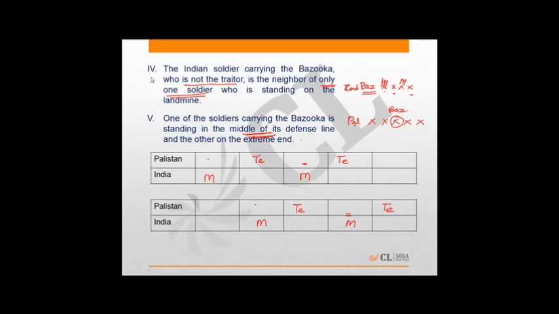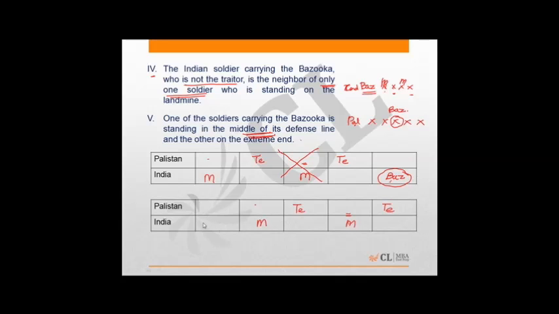Now, let's look at the fourth statement. The fourth statement says that the Indian soldier carrying the bazooka should be at the extreme end. So here the extreme end is taken, so extreme end is over here. But this person should be next to an Indian soldier standing on the landmine, but he is not. So this case gets eliminated.